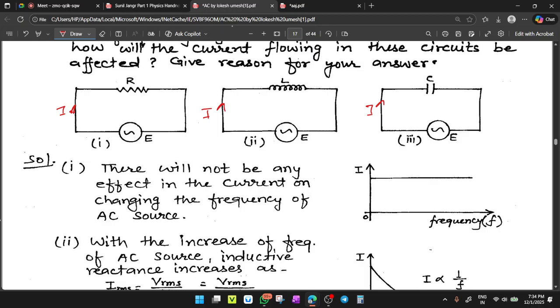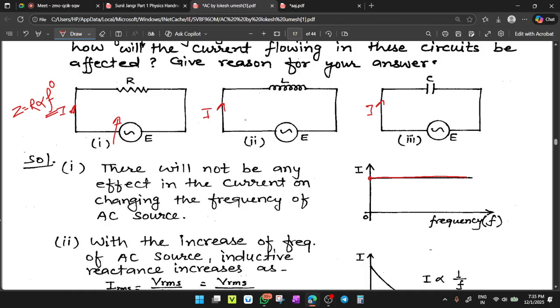Students, we know in the pure resistive circuit, your net impedance is R, and R is independent of frequency, meaning it does not depend on frequency. So no matter how much you increase the frequency, the current will remain unchanged because it is independent of the frequency. Clear? Resistance will remain the same.